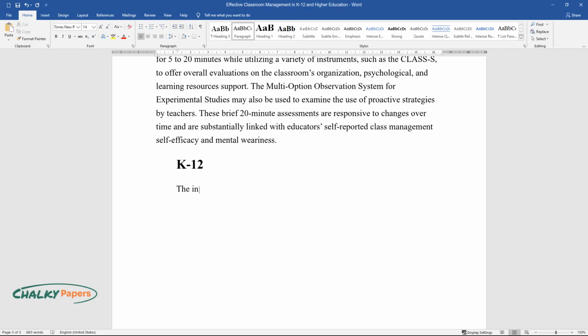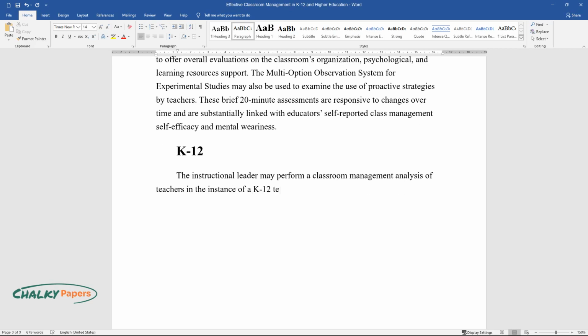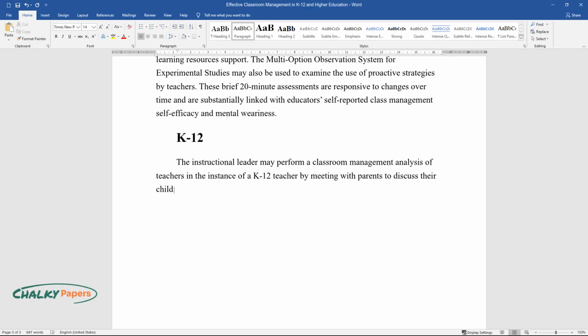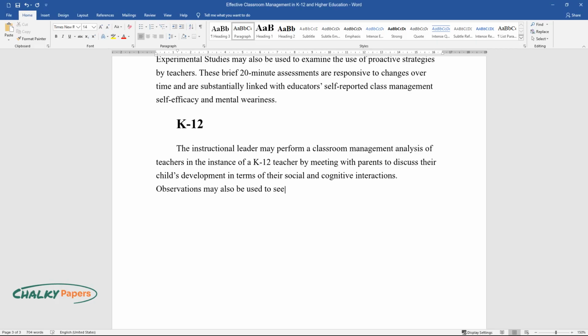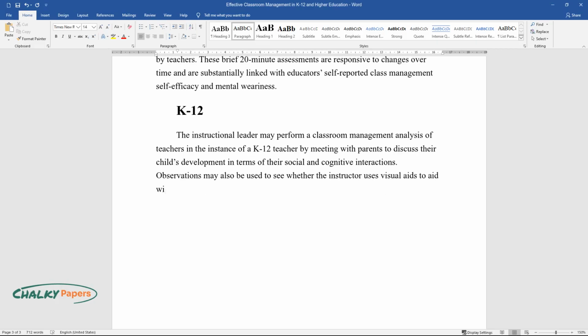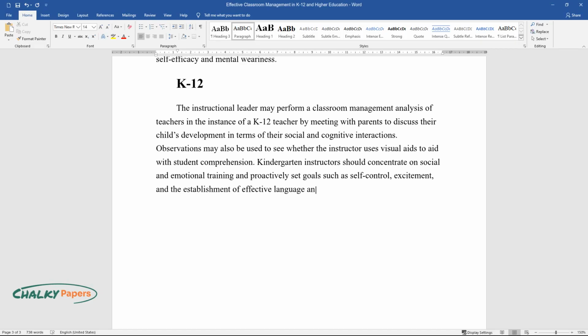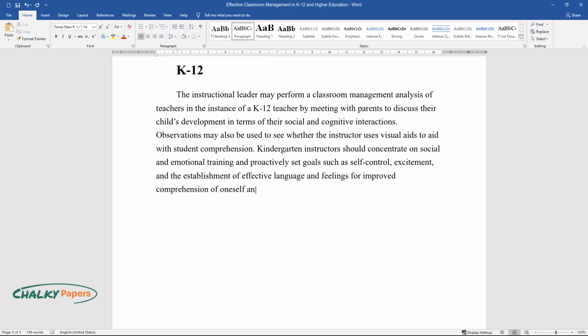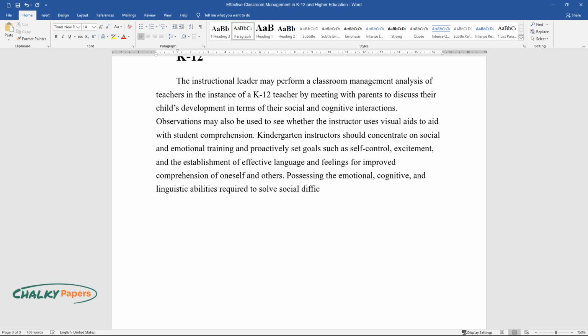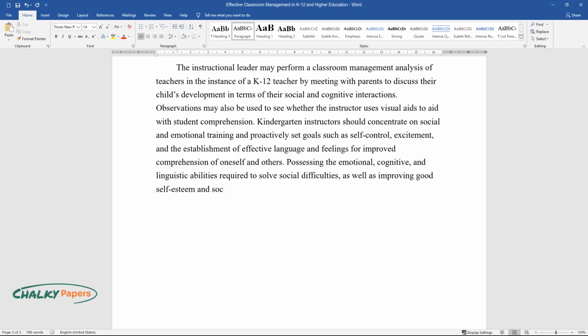K-12. The instructional leader may perform a classroom management analysis of teachers in the instance of a K-12 teacher by meeting with parents to discuss their child's development in terms of their social and cognitive interactions. Observations may also be used to see whether the instructor uses visual aids to aid with student comprehension. Kindergarten instructors should concentrate on social and emotional training and proactively set goals such as self-control, excitement, and the establishment of effective language and feelings for improved comprehension of oneself and others. Possessing the emotional, cognitive, and linguistic abilities required to solve social difficulties, as well as improving good self-esteem in social interactions.